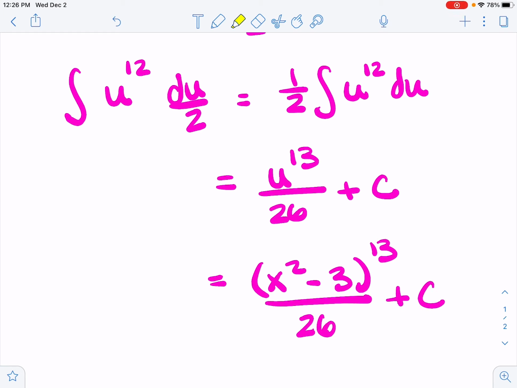That is our antiderivative. Now, when you have an antiderivative, you can always go back and take the derivative of it and check to see if you got the right answer. You do that with the chain rule here, but there it is. That's the antiderivative.